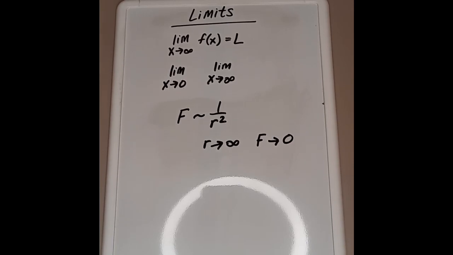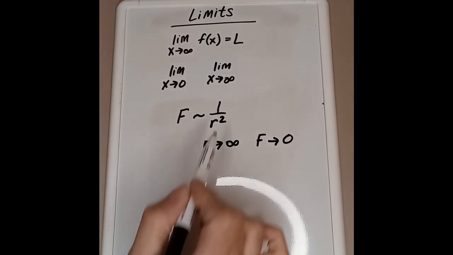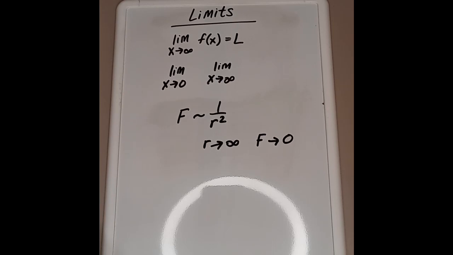Same thing with electromagnetism. If r is your distance from your source, the farther away from your source, as r goes to infinity here, your force goes to 0. So the farther you are from, say, some magnetic source, that magnetic pull weakens, it goes to 0 as you get farther away from it. And all that makes sense.